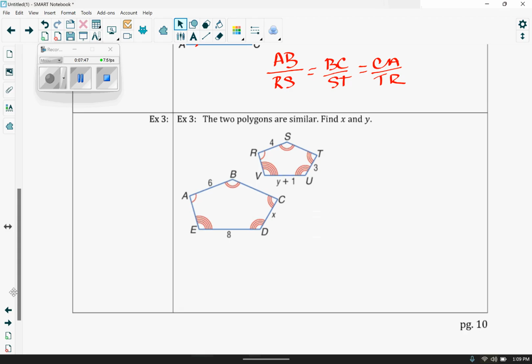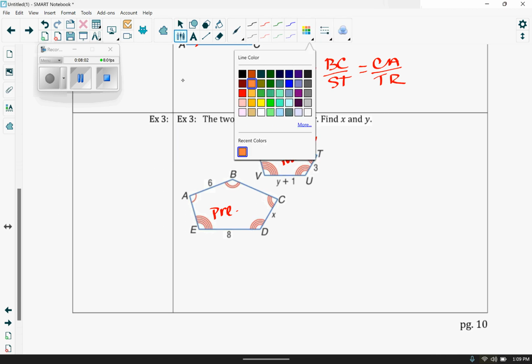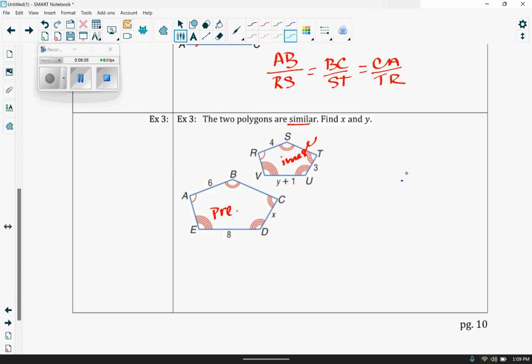Two polygons are similar. I'm telling you they are similar. Find X and Y. I'm going to call this one my pre-image and this one is my image. Let's go ahead and orient ourselves. Let's do blue. Here's my 1, here's my 1. So that's where they go together.